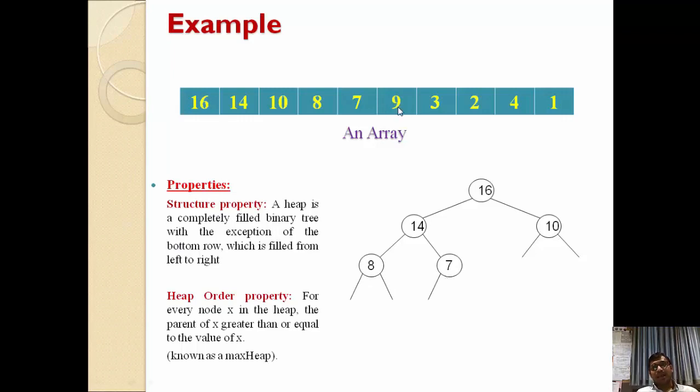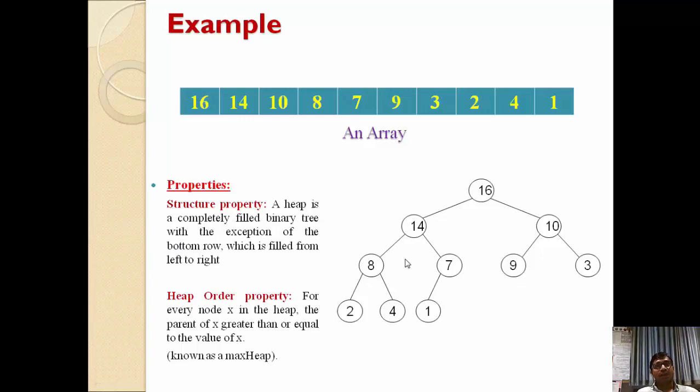The next elements are 9 and 3. So 9 will be the left child of 10 and 3 will be the right child of 10. The next value is 2, so 2 will be the left child of 8 and 4 will be the right child of 8. The last value, 1, will be the left child of 7. So that is the structure property. In this way we fill the values from left to right and get a binary tree in which every node has a maximum of 2 children and a leaf node has 0 children. Now the next property, the heap order property, says that the parent node must have a larger value than the child node.